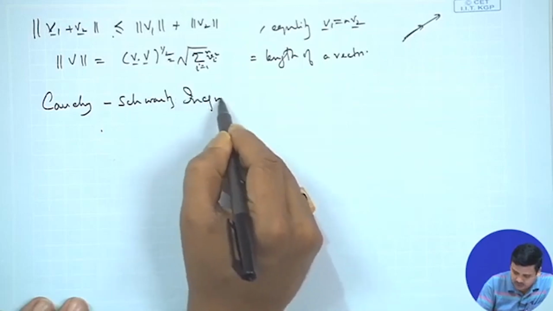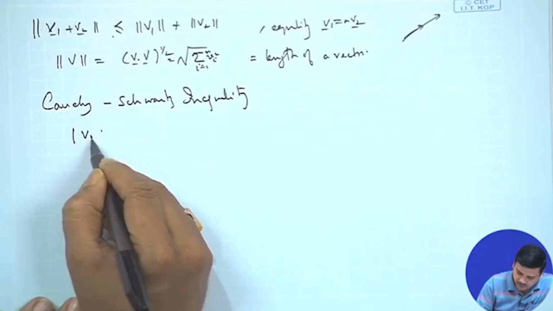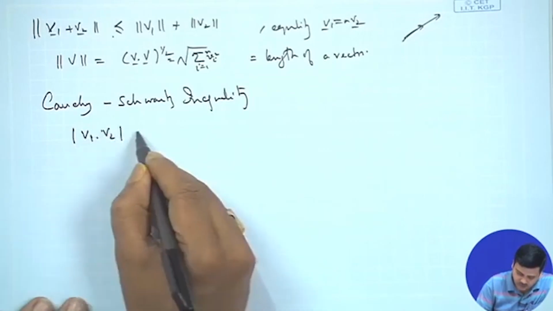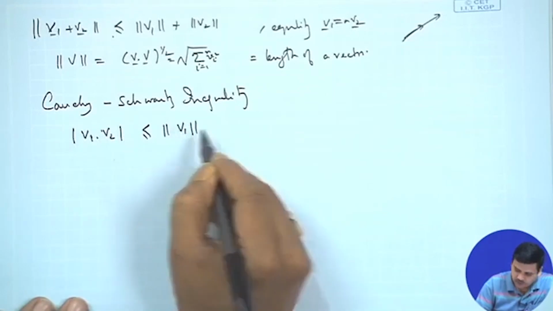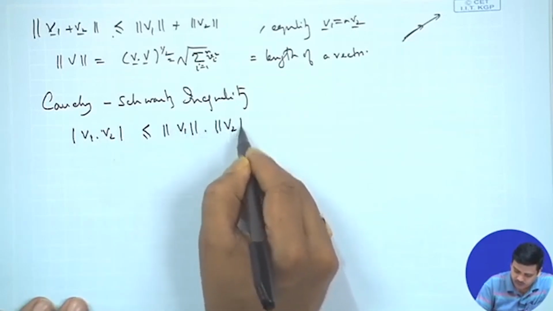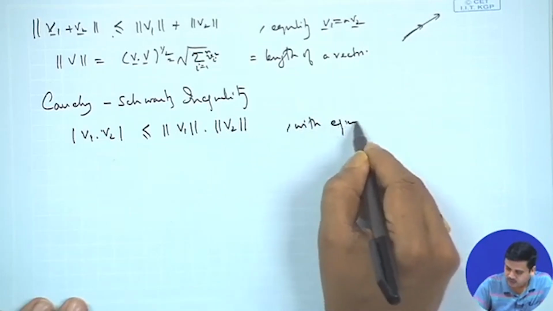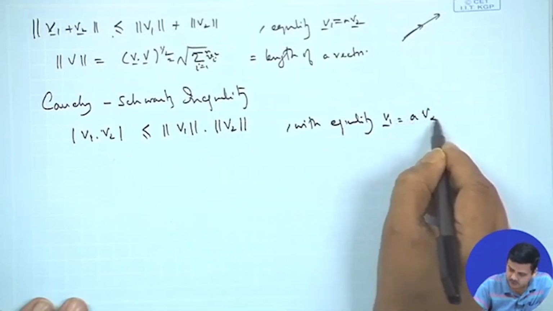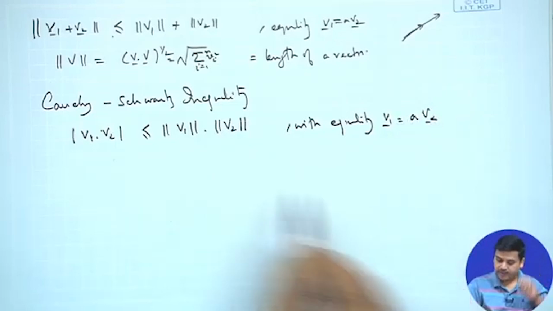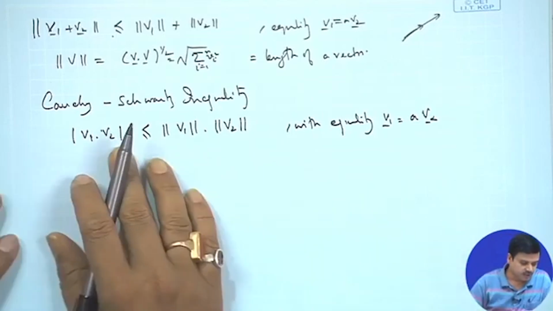Cauchy-Schwarz inequality, which states that v1 dot v2 is less than or equal to the norm of v1 times the norm of v2, and with equality if v1 is equal to some constant times v2, right. So this is typically that for the vectors that you have, and the norm square sum of two vectors.